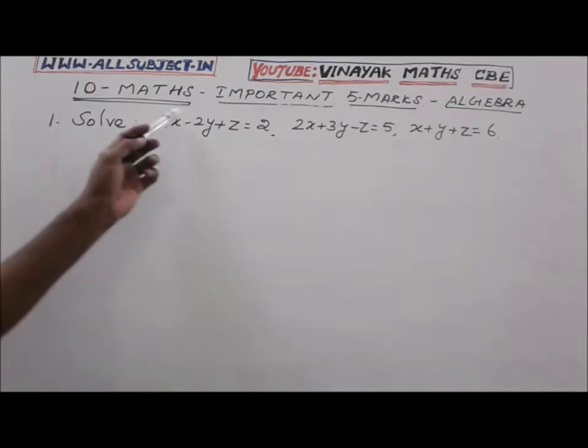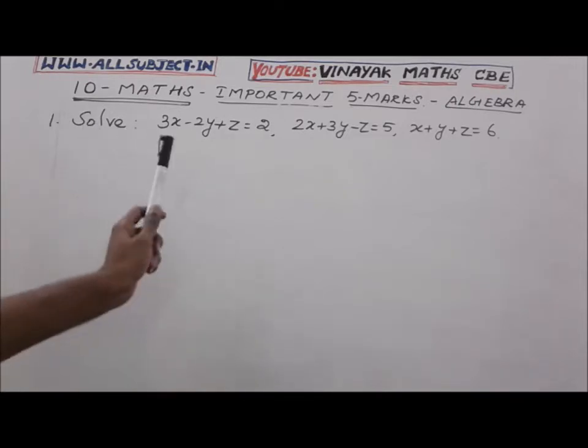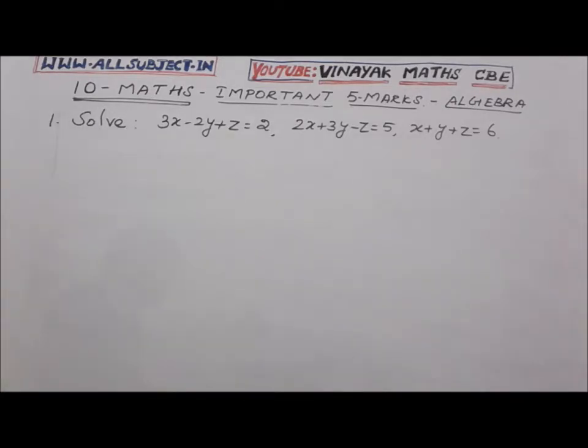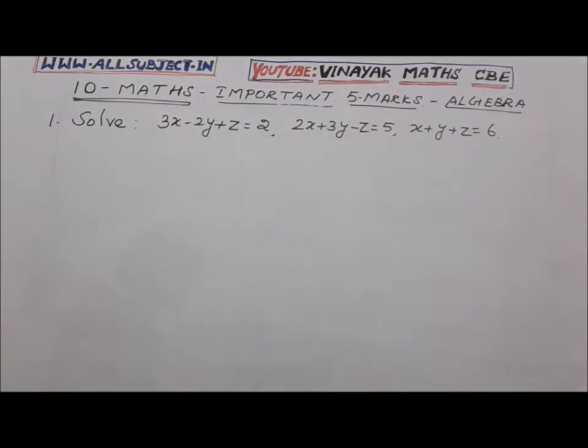Now, important problems in algebra for 10th standard. The first question is: solve 3x minus 2y plus z equal to 0, and 2x plus 3y minus z equal to 5, and x plus y plus z equal to 6. Solve means you should find the unknown values of x, y, z here.